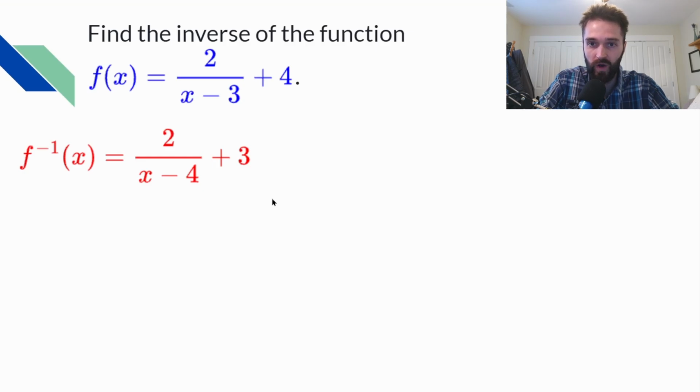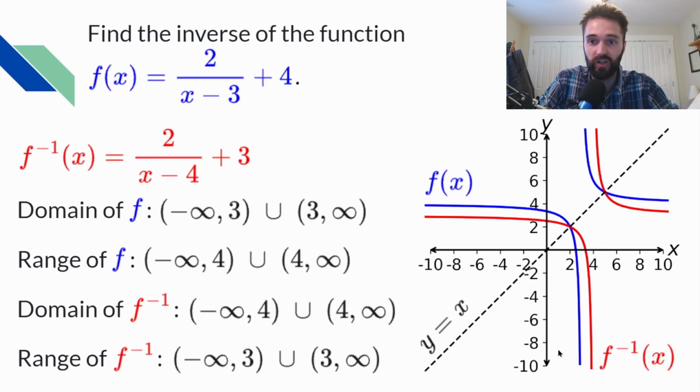What do they look like on the graph? They look like this. All right? The domain of f is all real numbers except for 3, right? We're not allowed to plug 3 in here because that would give us division by 0.